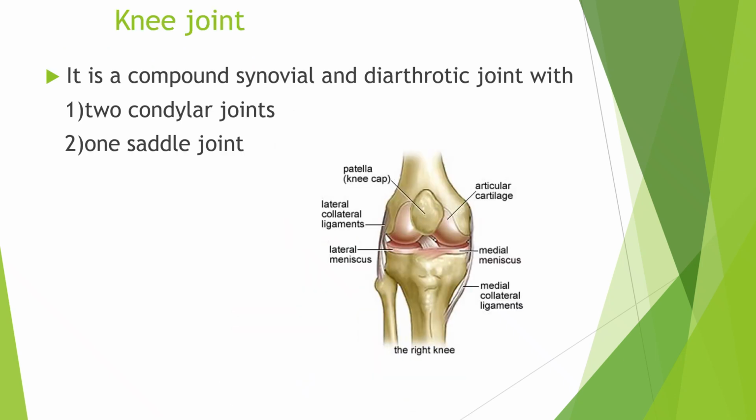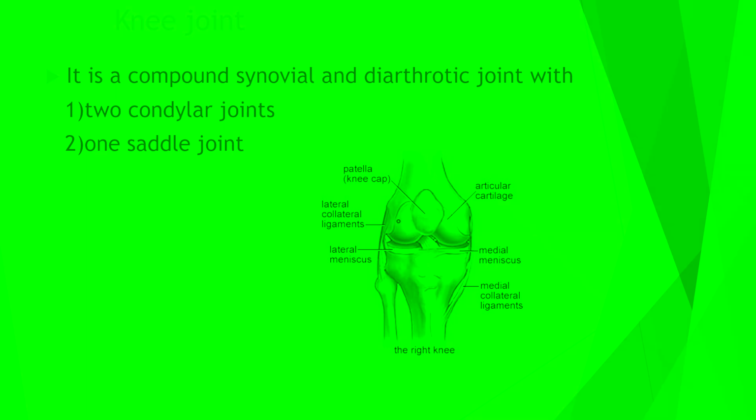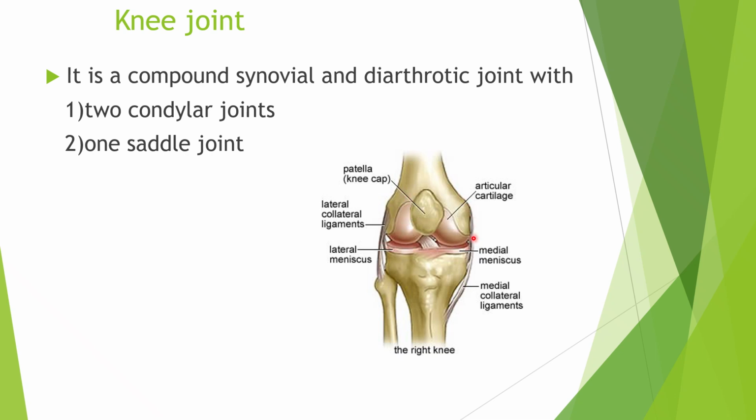Let's study the clinical anatomy of the knee joint. The knee joint is a compound variety of synovial joint. It's a diarthrotic joint because it allows movement in two axes. Bones involved in the joint are the condyles of the femur, the patella, and the condyles of the tibia.